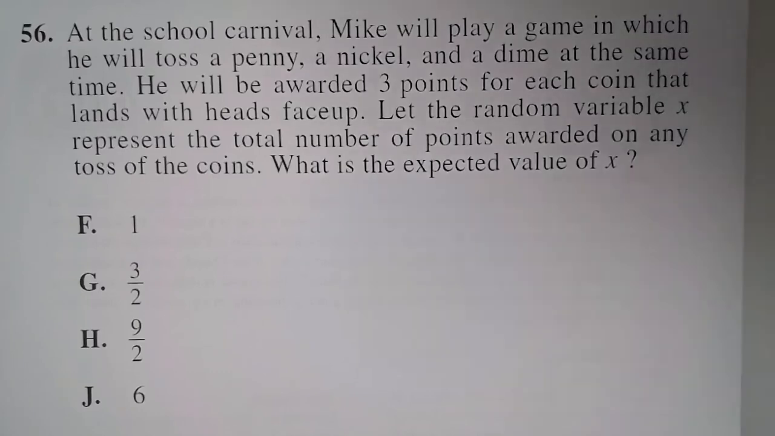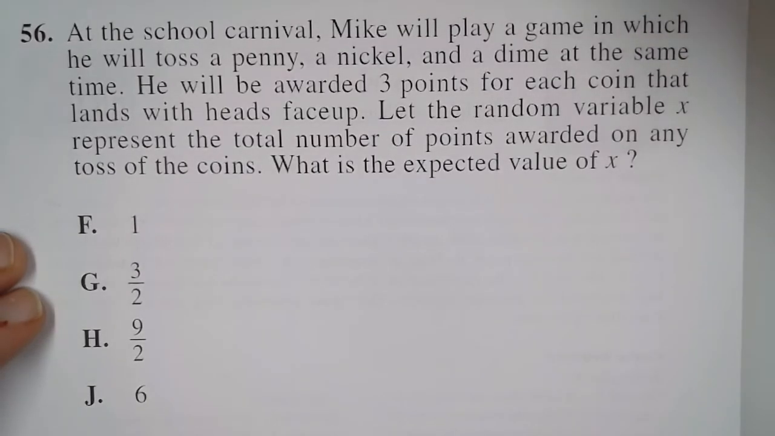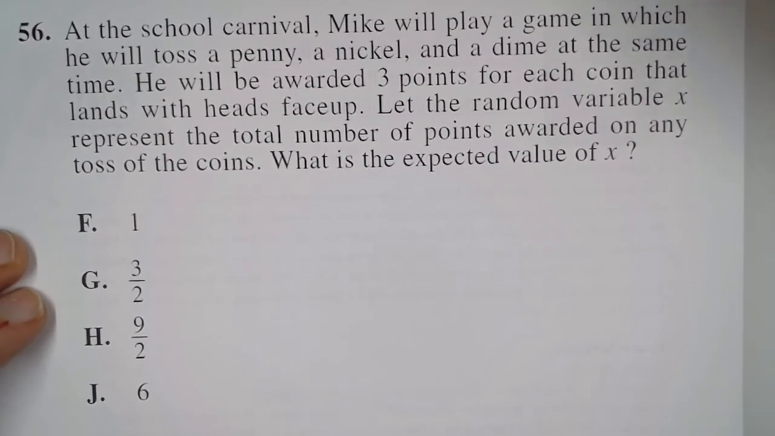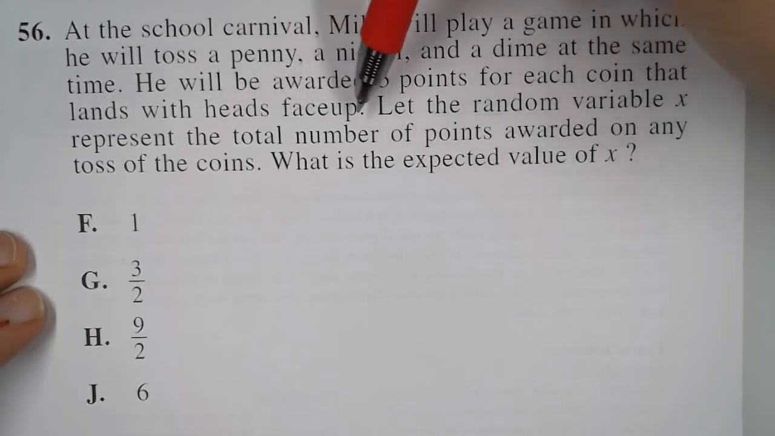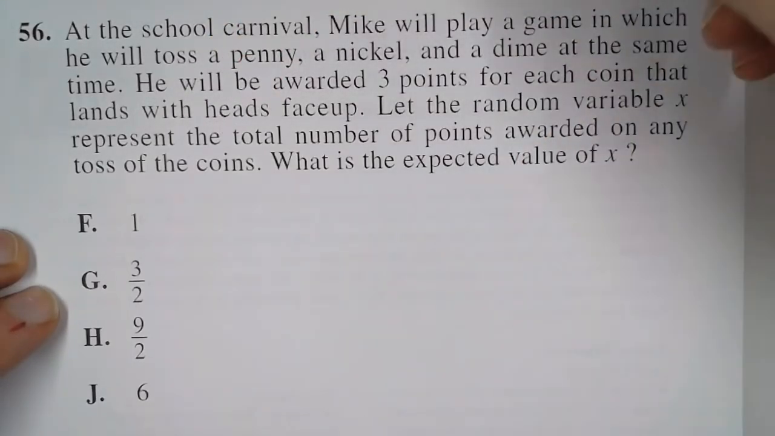In 56, it says, at the school carnival, Mike will play a game in which he will toss a penny, a nickel, and a dime at the same time. He will be awarded 3 points for each coin that lands with heads face up. Let the random variable x represent the total number of points awarded on any toss of the coins. What is the expected value of x?